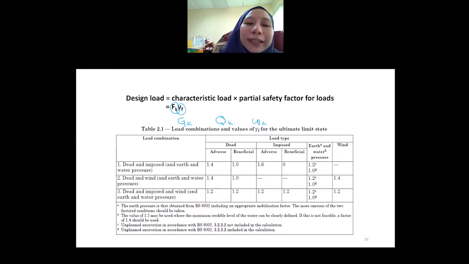So as I said previously, kita jarang ambil wind, because wind ni on certain situation, certain area saja yang kita akan ambil kira wind load. Normally we only have like dead and imposed load. So we going to take the first one, using this table. Kita akan assume in a very adverse situation, maksudnya situation yang paling tinggi, 1.4 and 1.6. WK kita tak kira, sebab kita tak ambil. The first one tak ada wind.